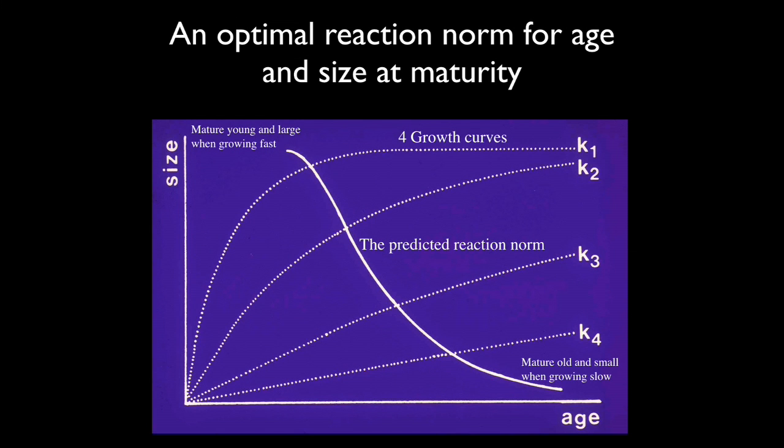This is what an optimal reaction norm for age and size at maturity looks like for many organisms. The dotted lines are growth lines. The dark line here is the optimal reaction norm. So basically what it is saying is that if you're growing fast, mature young and large, and if you're growing slow, mature old and small. There are other possible reaction norms, but this is certainly one that seems to be common.